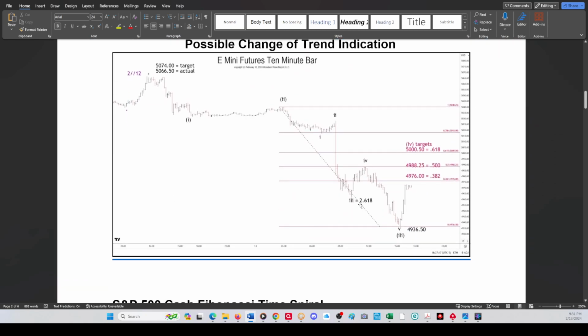It's a good signal if this 3rd wave is a 2.618. That's a good signal that the trend is to the downside. Usually these 3rd waves will do a 1 or a 1.618, but a 2.618 is a good indication that the trend is down. We'll have to watch it play out over the next several days and see if we actually get the 100% confirmation of a change in trend.